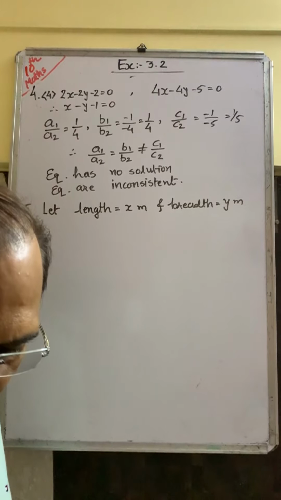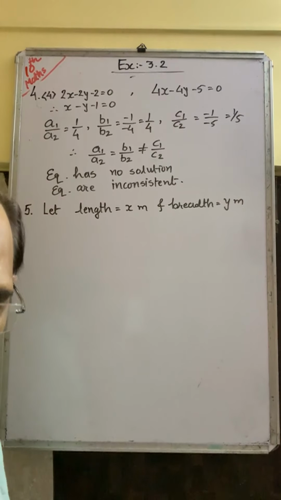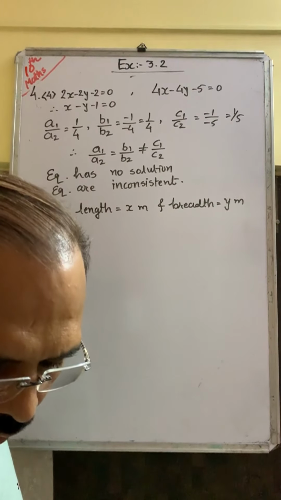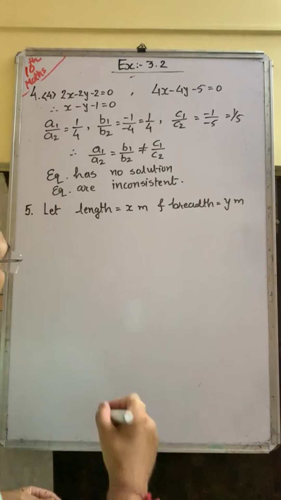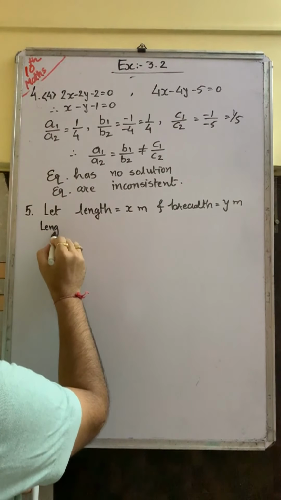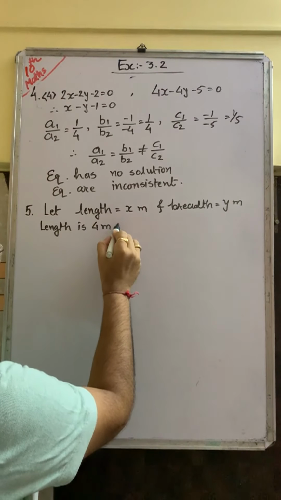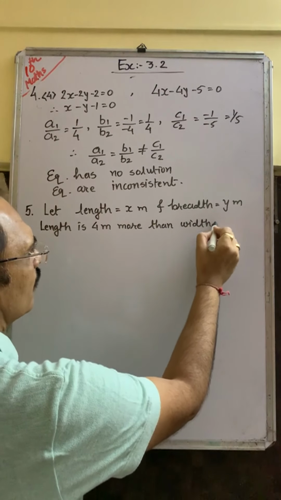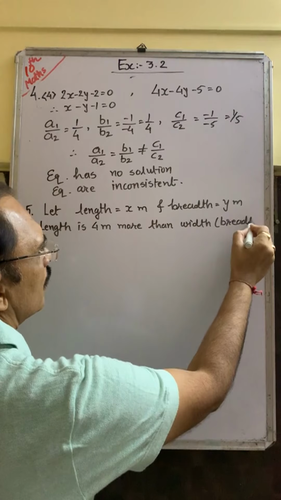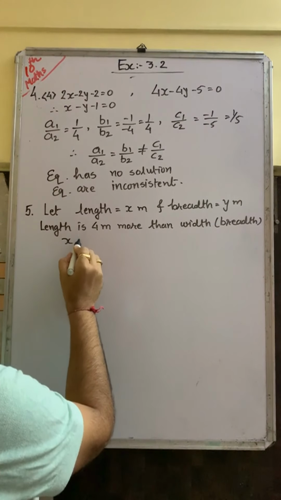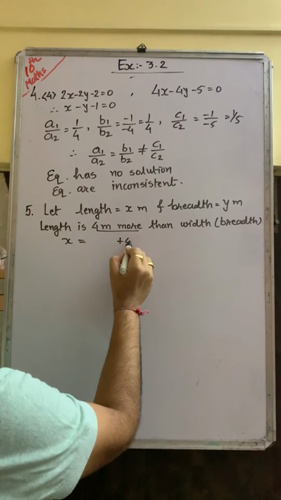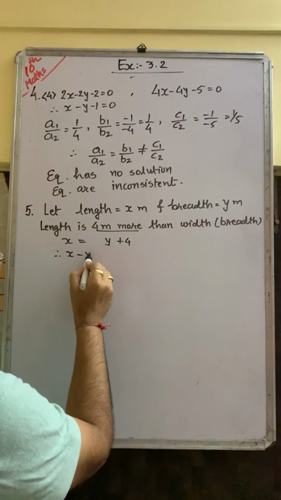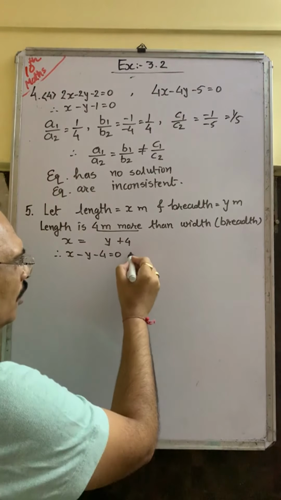Okay, according to the data, given that half the perimeter of rectangular garden, whose length is 4 meters more than its width. Length is 4 meters more than width. Width means breadth. I can write length means x, equals to 4 meters more means plus 4. Then what width means? Yeah. X equals to y plus 4 or x minus y minus 4 equals to 0. This is the standard form.